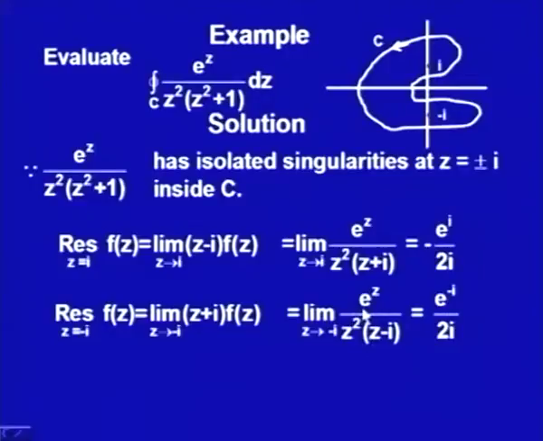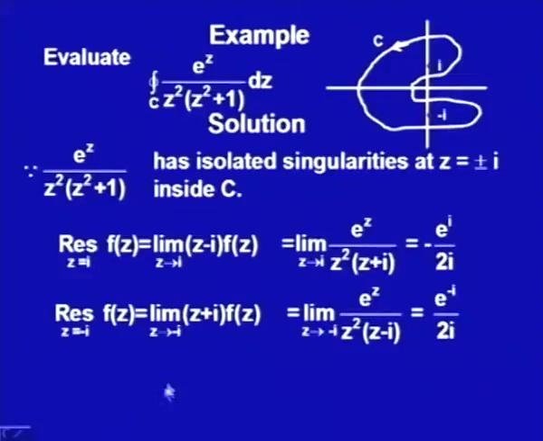Z is equal to minus I gives the numerator as e to the power minus I. In the denominator, z square, minus I square, is again minus 1, because it is minus I into minus I, which is I square. So, it is minus 1, and z minus I is minus 2I. So, I would get 2I only, because minus 1 into minus 2I. So, my limit would be e to the power minus I upon 2I.